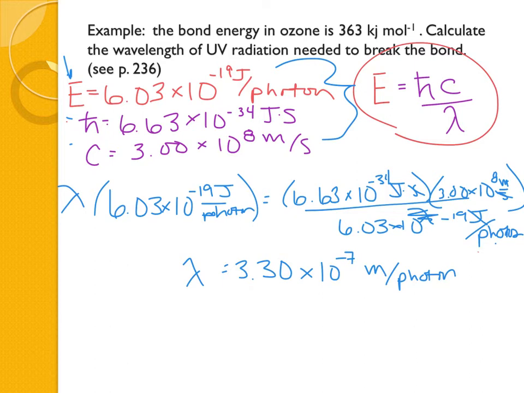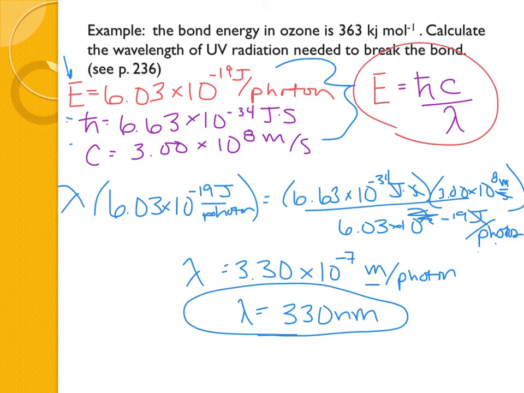As you may remember from honors, with light, especially in the visible range of the spectrum, we don't leave it in meters, so we can convert this into nanometers, and that would be 330 nanometers, because 1 meter is equal to 10 to the 9th nanometers. You can do your dimensional analysis there. There's our wavelength of light for ozone, which has a bond energy of 363 kilojoules per mole. Now we've connected that bond energy to the wavelength of light for that molecule.